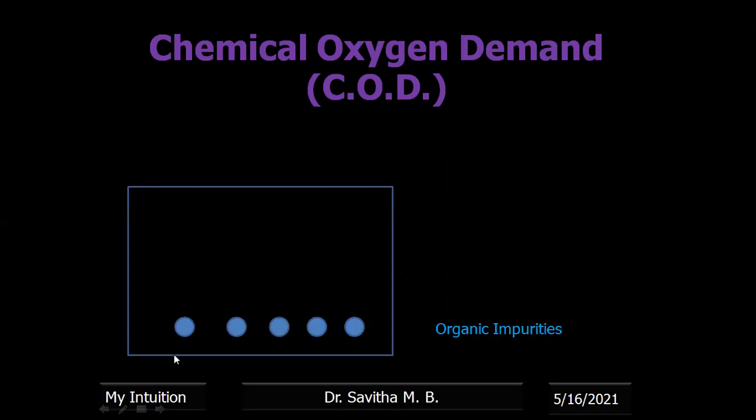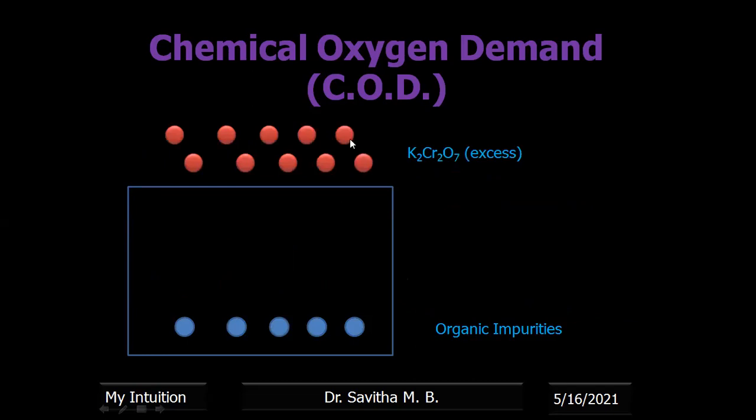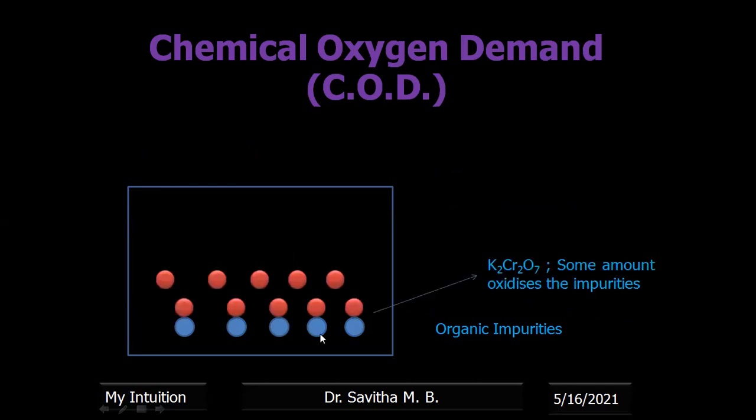Okay, now let me explain in a diagram for better understanding. Let us assume this is a sample and this is the organic matter present. Okay, now what you do is you add potassium dichromate and sulfuric acid. You are adding in excess. So now as much organic matter is there, so much potassium dichromate will be consumed, right? We have added in excess. We do not know how much organic matter is present. Therefore, we are adding in excess. Okay, as much as present, so much will react with the organic matter. But what about the excess? See, these are excess, right?